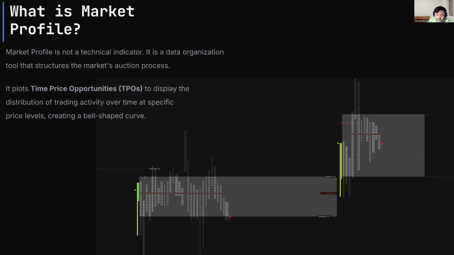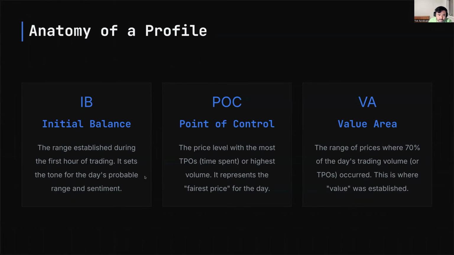A lot of people trade off of that. I generally ignore it for the most part. I think a large initial balance range is seen as a potential for trend days. A very narrow initial balance range, some people interpret that as a potential rotational or choppy day, things of that nature.